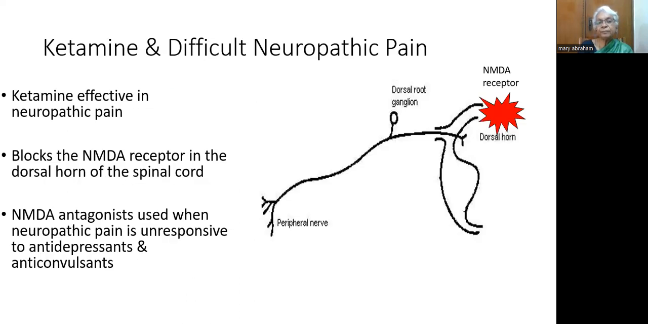Next, please. Now, ketamine acts for neuropathic pain because it acts at the NMDA receptor, which is present in the substantia gelatinosa in the dorsal horn of the spinal cord. And that is how it is used for difficult to treat neuropathic pain. Next, please.